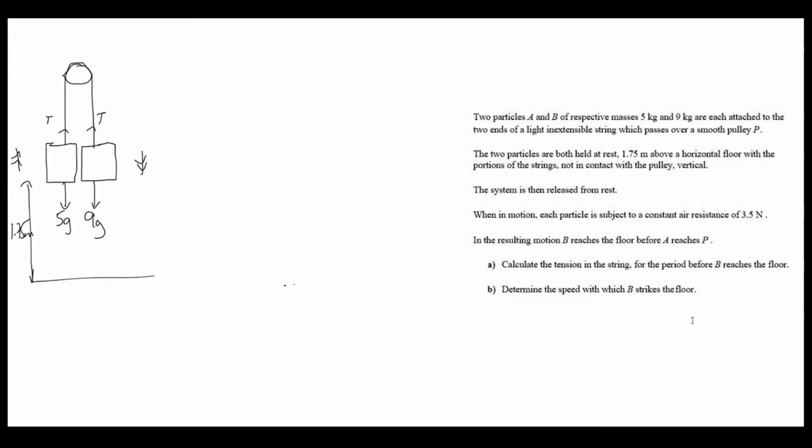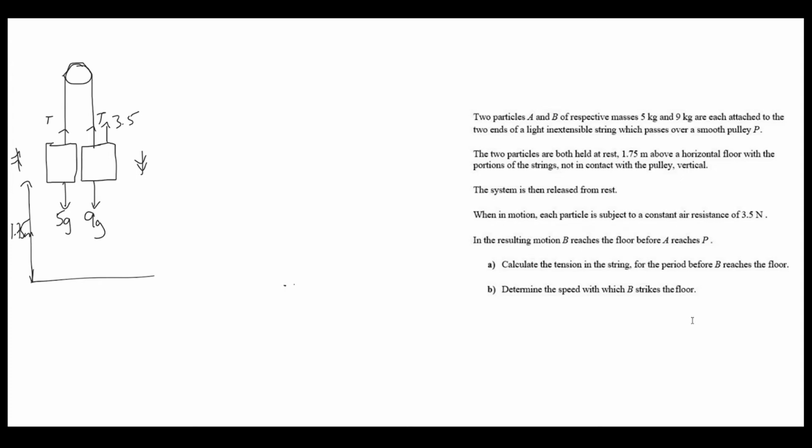Let's remember that anytime we have a force going through a string, there's going to be tension, which we'll model. And here's the bit to be careful with. Each particle is subject to a constant air resistance of 3.5 newtons while it's in motion. So the 9 kilogram particle, when it's in motion, is going to be moving down, and the air resistance will be moving in the opposite direction. So that gets us 3.5 newtons heading up on particle B.